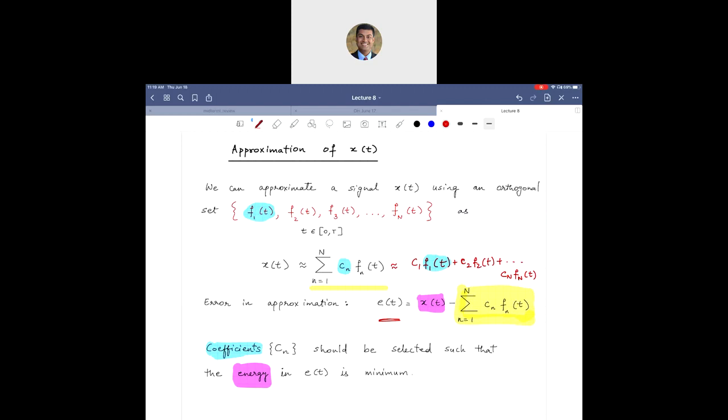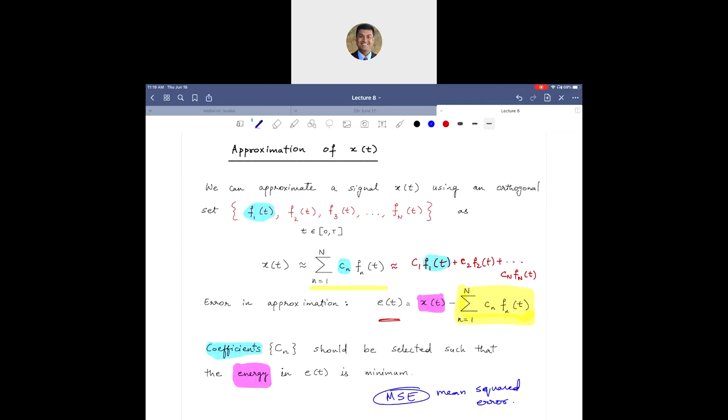That is why you hear the term MSE, mean squared error. In your other classes, you might have heard the term mean squared error. There is no minimizing error. They try to minimize the mean squared error, which is essentially the same reason here. But we are going to evaluate those Cn, those coefficients, such that the energy in E of t is minimum. All right, let's try to do this.